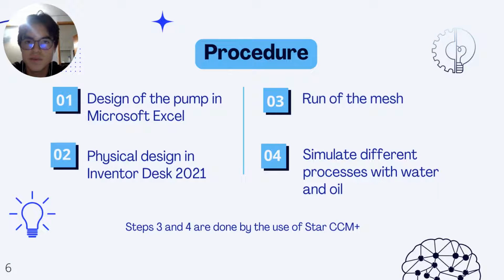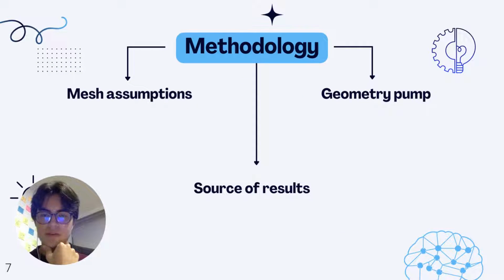In order to understand this project, we have a specific procedure. This starts with the design of the pump in Microsoft Excel. Later, we have the physical design in Inventor 2021, and we finally have the run of the mesh and the simulation of different processes with oil and water. Those are done in Star CCM+. The methodology is divided in three parts: mesh assumption, source of results, and geometry pump.